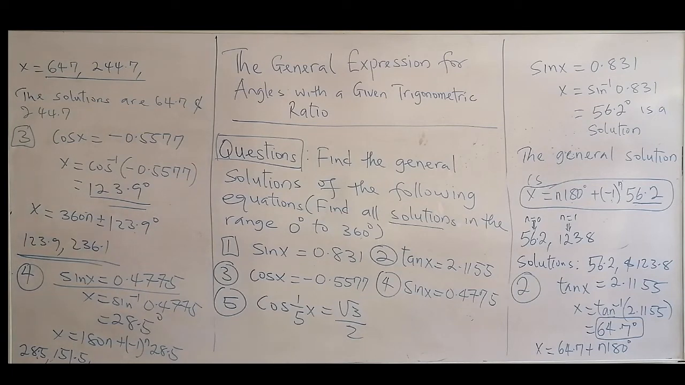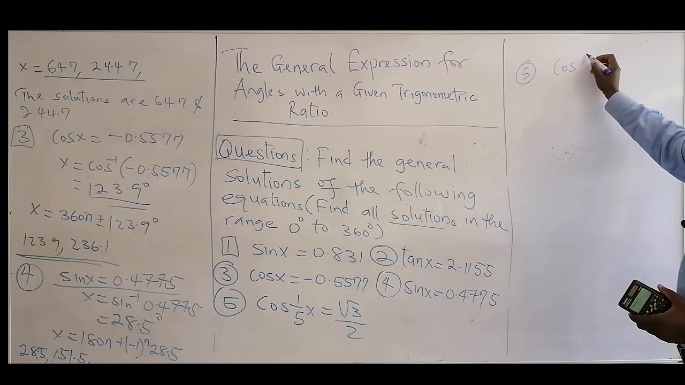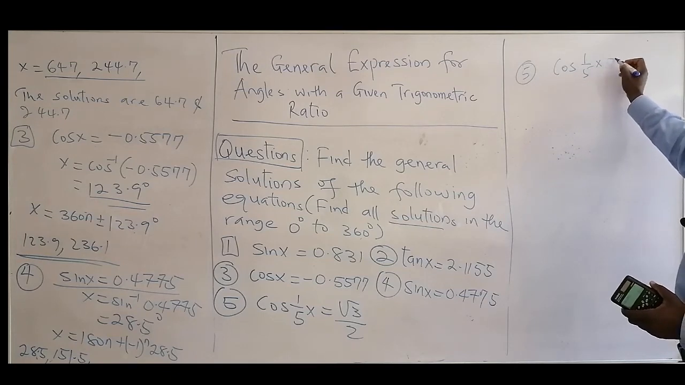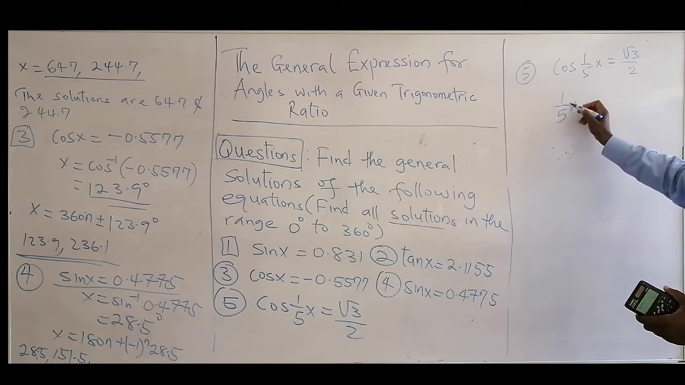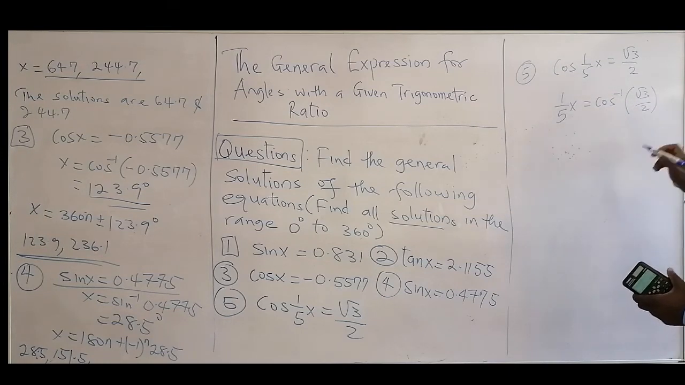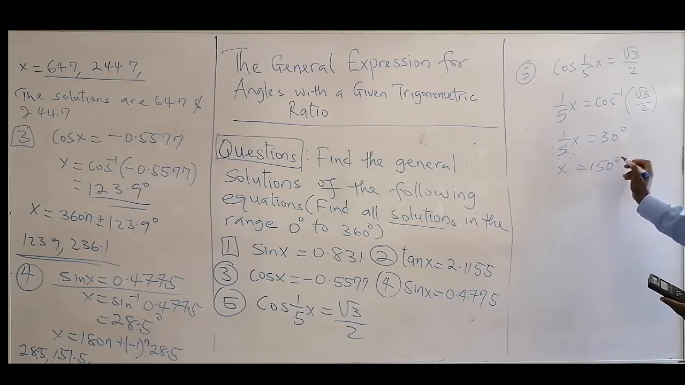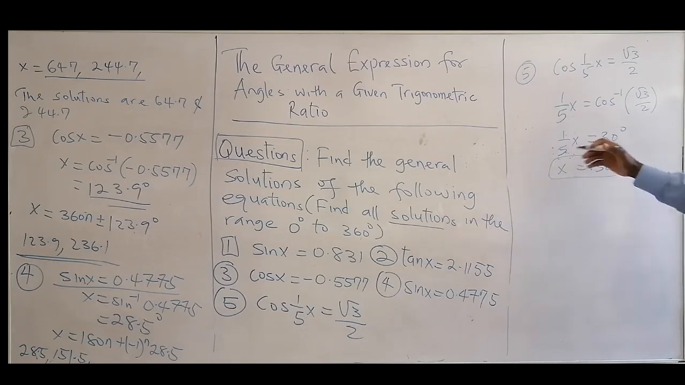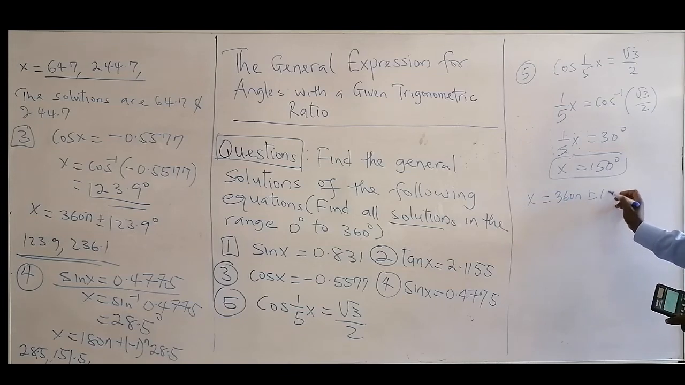Then the fifth one, which is the last one, we have cosine of 1 over 5 x equal to 3 over 2. So in this case, 1 over 5 x equal to the inverse cosine of 3 over 2. So x is equal to multiply by 5, and x is equal to 150 degrees. Okay, this is just one solution. You need to get the values. So the general solution will be x equal to 360n plus or minus 150.